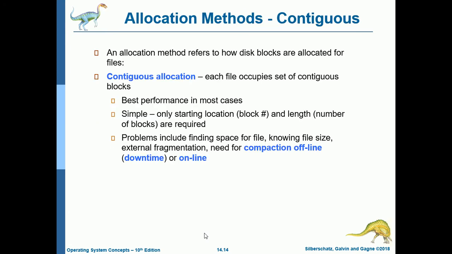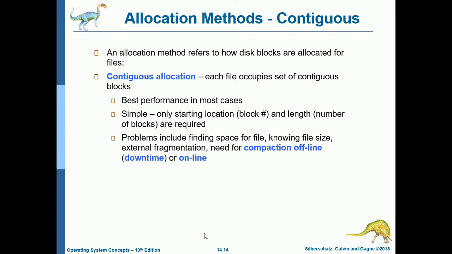So next, for this topic, we have the allocation methods. First is contiguous. The term contiguous means that you're going to store the parts of the file adjacent to each other. An allocation method refers to how disk blocks are allocated for files. Specifically for contiguous allocation, each file occupies a set of contiguous blocks. It has the best performance in most cases, and it's also simple. You only need the starting location or block number, and the length or number of blocks that is required.